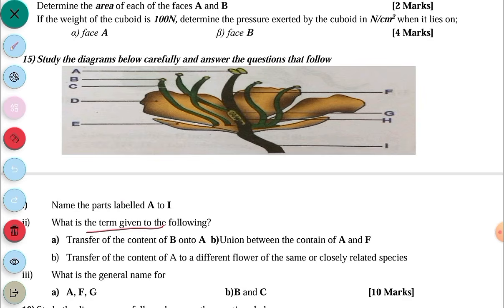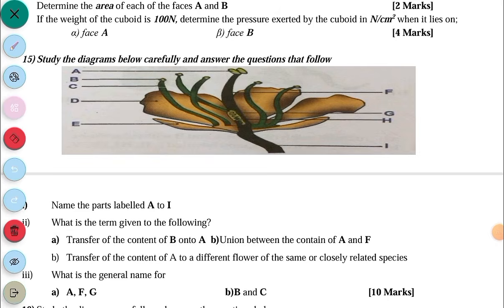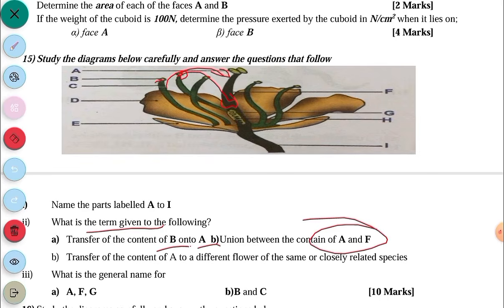So what is the term given to the following? Transfer of the content of B onto A. So B onto A is known as pollination. Then A to F. A, which has the pollen grains, through F. So the union between whatever is in A and then F is termed fertilization. Then what's the general name for A, F, and G? It is the female part of the flower, which is known as the gynoecium. Then B and C is the androecium.